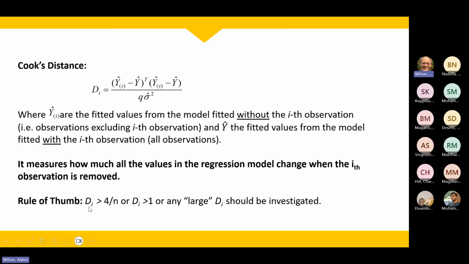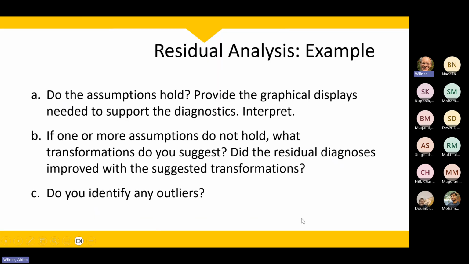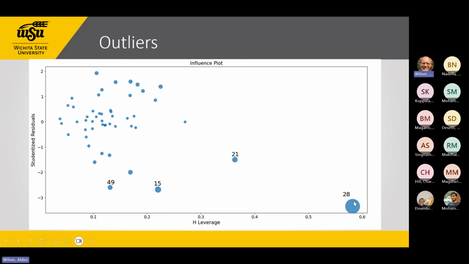If we get a d sub i bigger than 4 over n, where n is the number of observations, or if we get a d sub i bigger than 1, any large value, you really should look at it. We can do what we call an outlier plot, where the Cook's distance is represented in the size of the dot itself. So this is, in fact, using the SAT data set. And when we draw this plot, when we see Cook's distance that's bigger than 10, it's going to A, draw a bigger dot, and B, put a number above it telling us what the Cook's distance is.